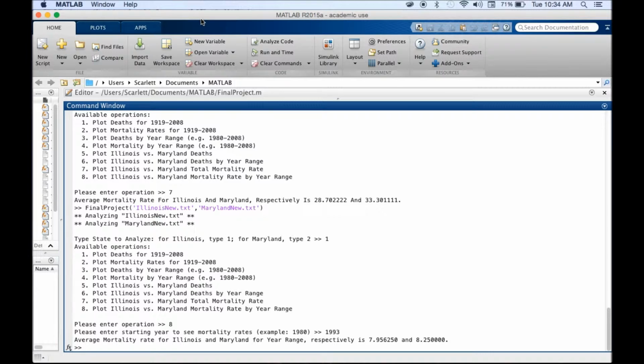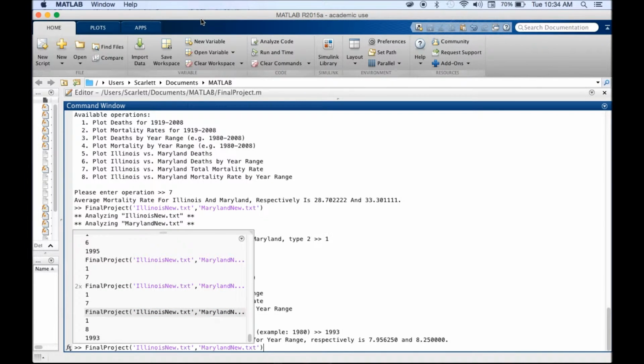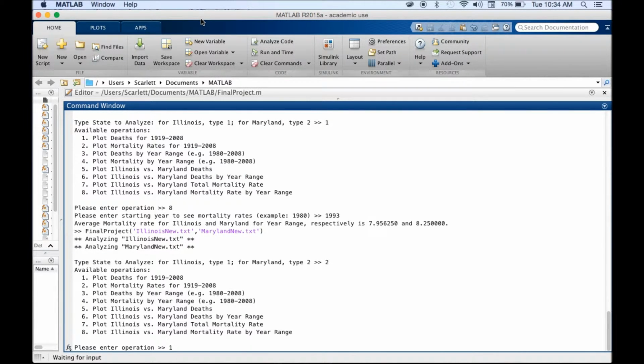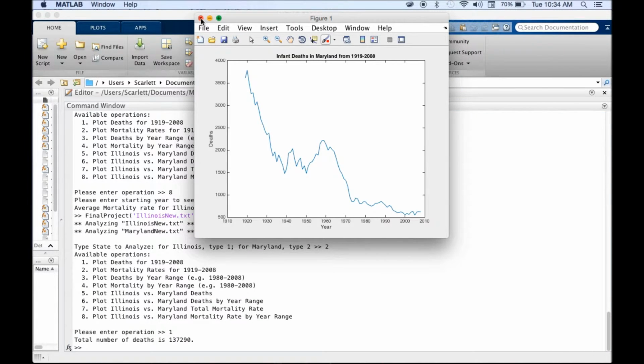Next, we'll compute all the operations for Maryland. So we'll start off doing the same thing for operation 1, which is the plot deaths for 1919 to 2008, which is operation 2 for Maryland. So the total number of deaths is computed at the bottom, and that's the graph for the infant deaths in Maryland.